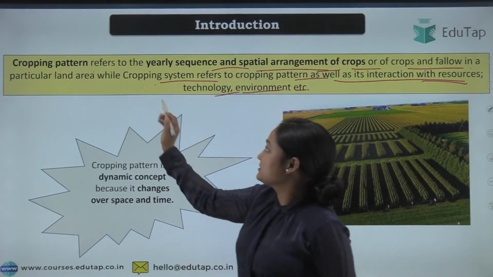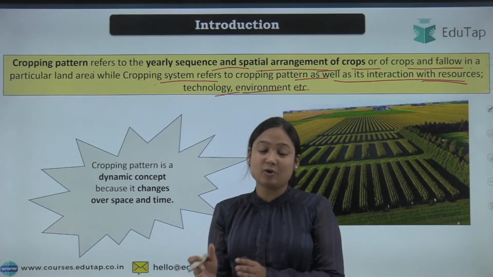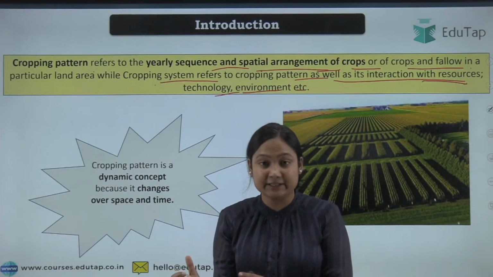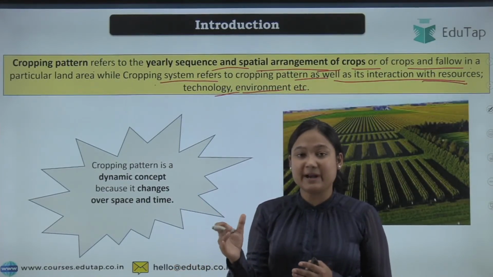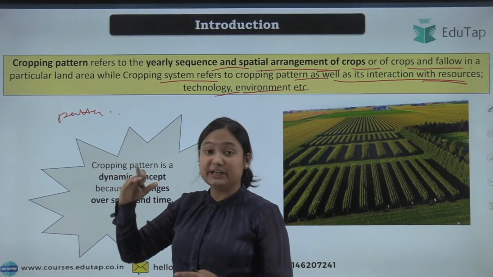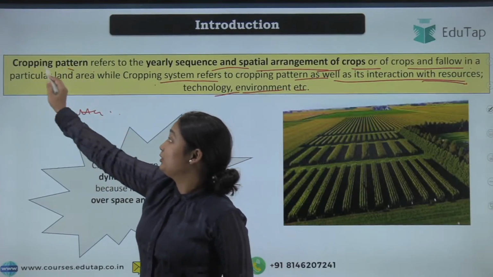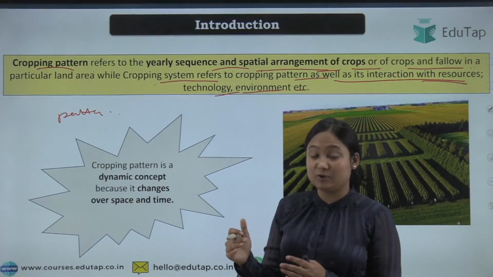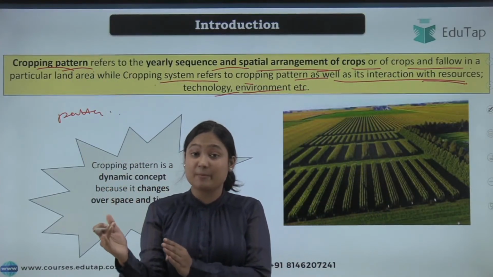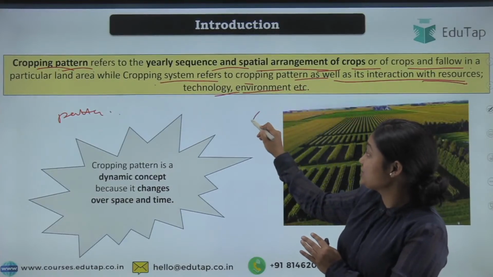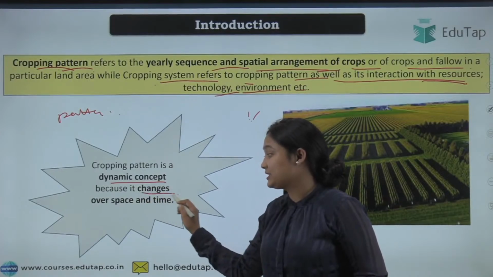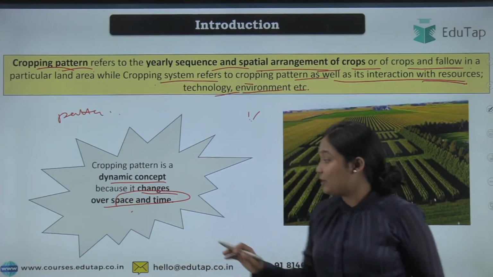So see guys, today's topic is cropping pattern and cropping system. It is very important that you first of all understand the difference between cropping pattern and cropping system. Cropping pattern, as we say, pattern of anything, means something is being done in a sequence. When we do it with crops, we call it cropping pattern. And cropping system involves cropping pattern and how our crop is interacting with various nutrition or inputs we are providing to our land. Cropping pattern is a dynamic concept because it changes over time and space. So I hope that is clear.